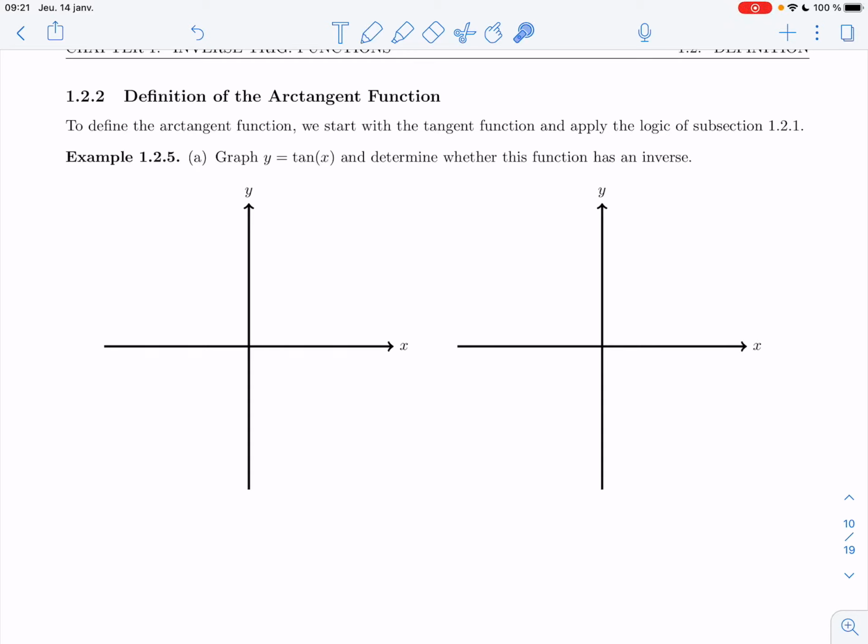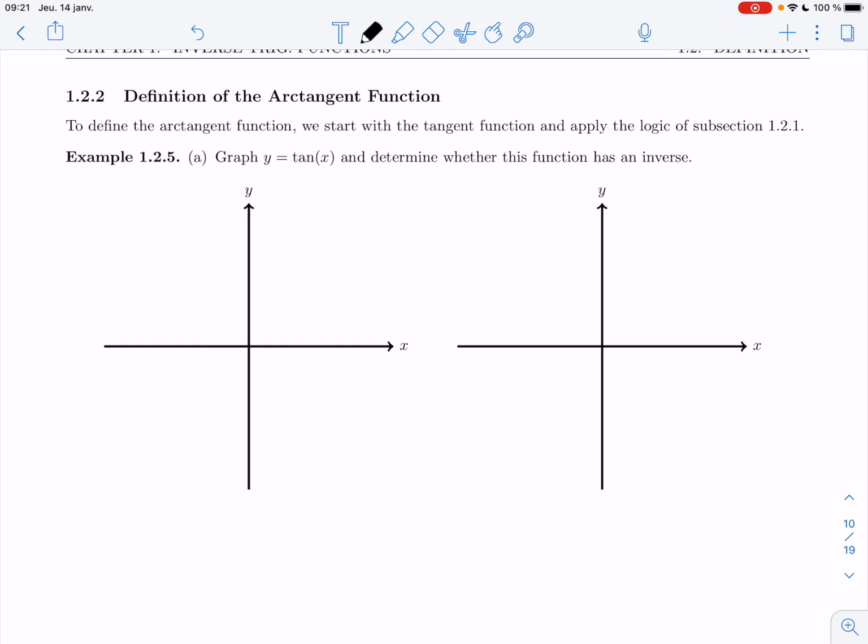All right, welcome back. In this video, we'll define the arctangent function. To define the arctangent function, we start with a tangent function and apply the logic of subsection 1.2.1. So we'll do exactly the same thing we did for arcsine, but we'll do it for arctan. So let's start with a graph of tangent.